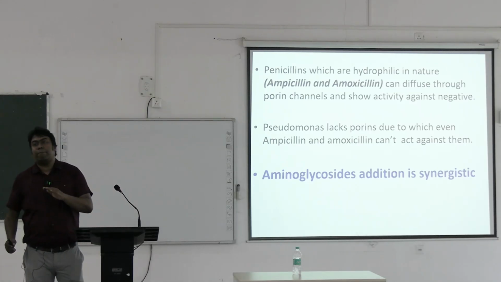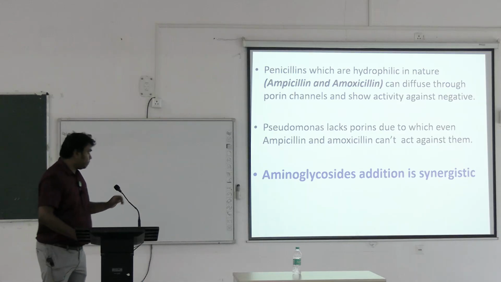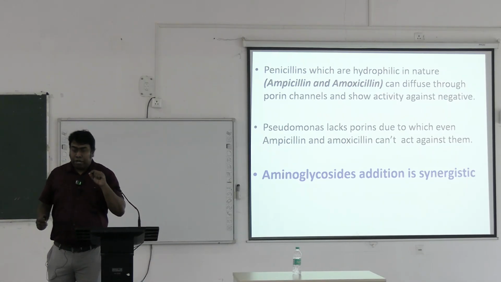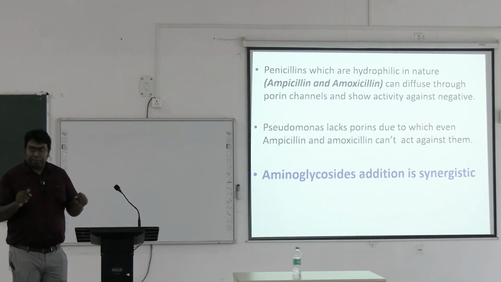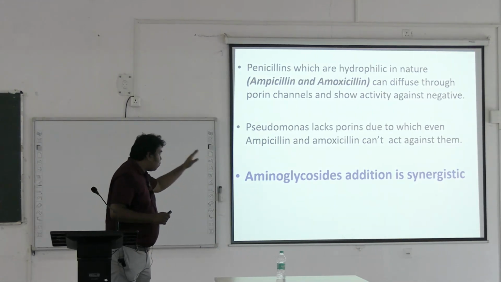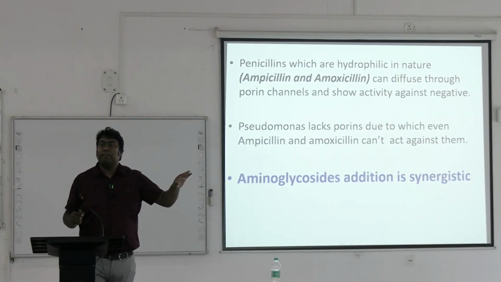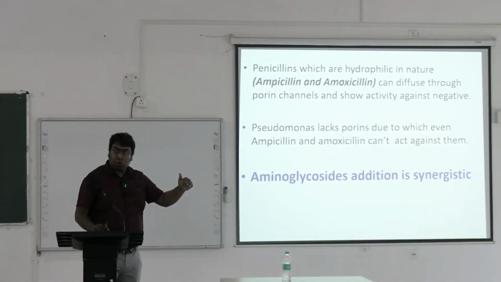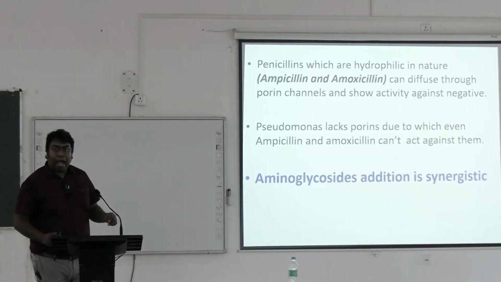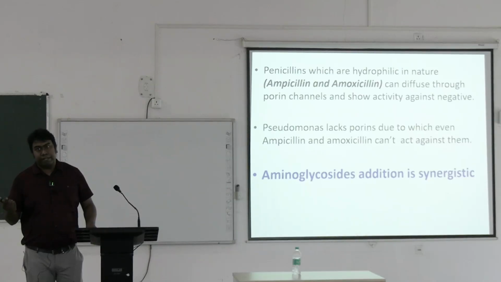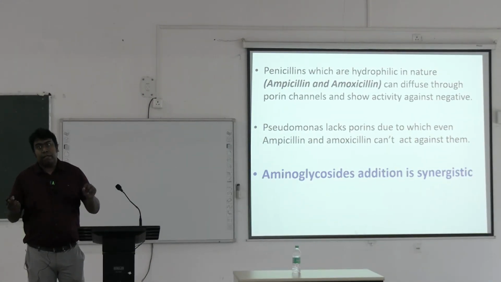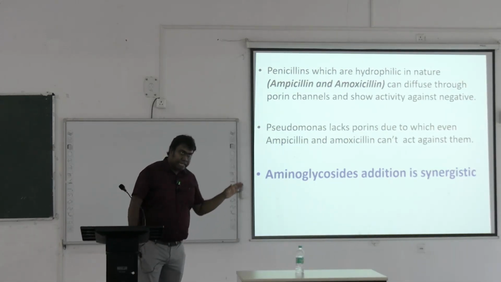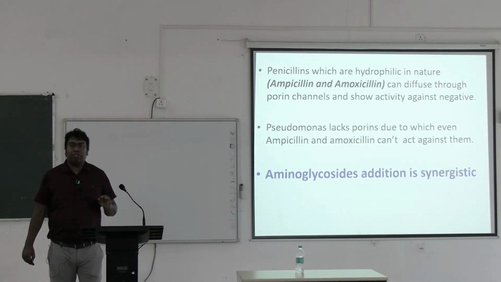Why are they effective against gram-negative bacteria but not penicillin? Because these are hydrophilic drugs, they can reach the peptidoglycans of gram-negative bacteria through a porin. Whereas Pseudomonas lacks porins. Pseudomonas is gram-positive or gram-negative? Gram-negative bacilli. They lack porin. So even ampicillin or amoxicillin, as porin is not there, cannot penetrate. If there is porin, they can penetrate. If there is no porin, like Pseudomonas, they are ineffective. They are helpful or have a synergistic effect along with aminoglycoside.